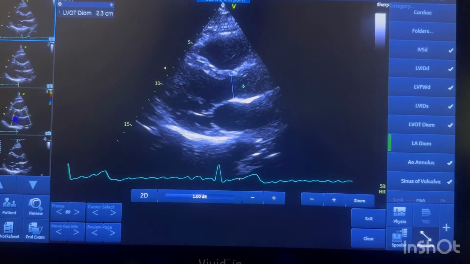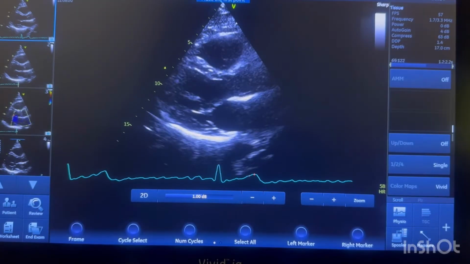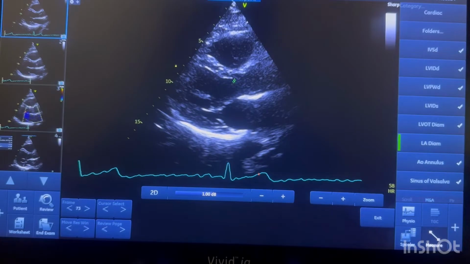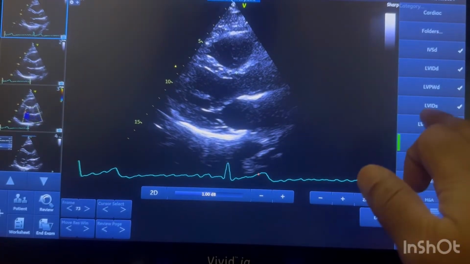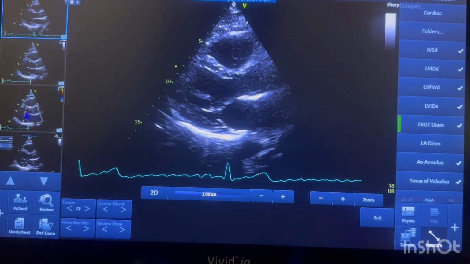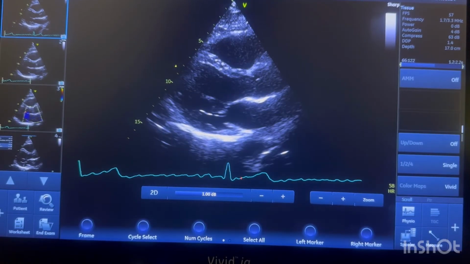You need to measure the LVOT diameter when your aortic valve is fully open, and then once you see it fully, you can measure it here as well, okay? For example, I go here and I measure it from here. It's the same, 2.3. Earlier it was 2.3 as well, okay? So these are the LV measurements. Now we will go towards the aortic measurements.